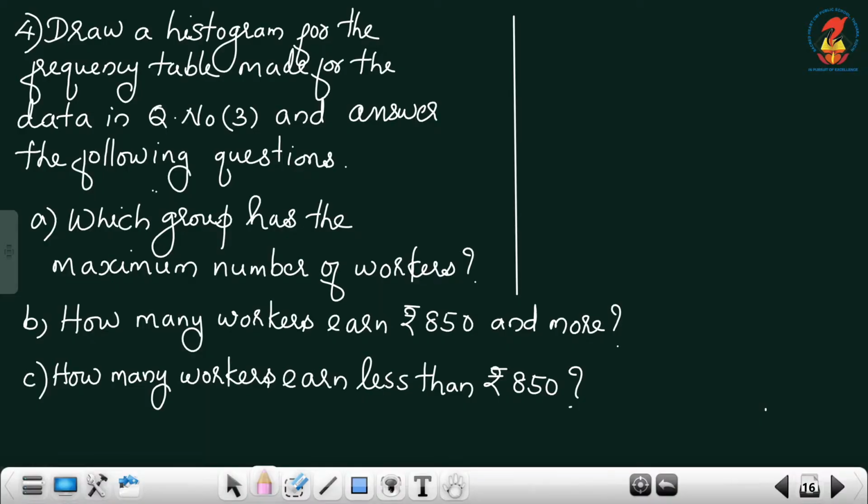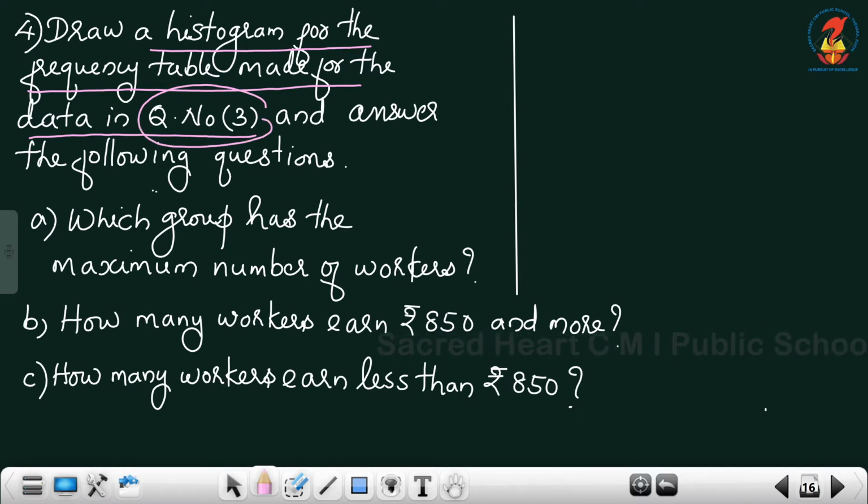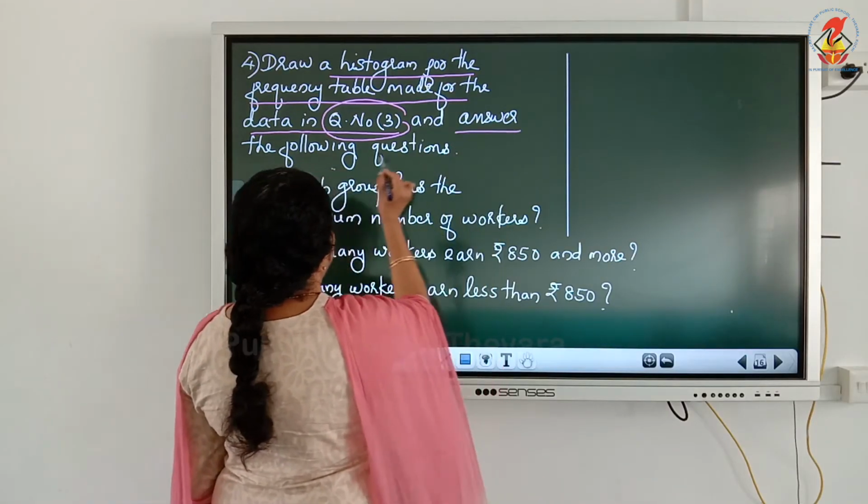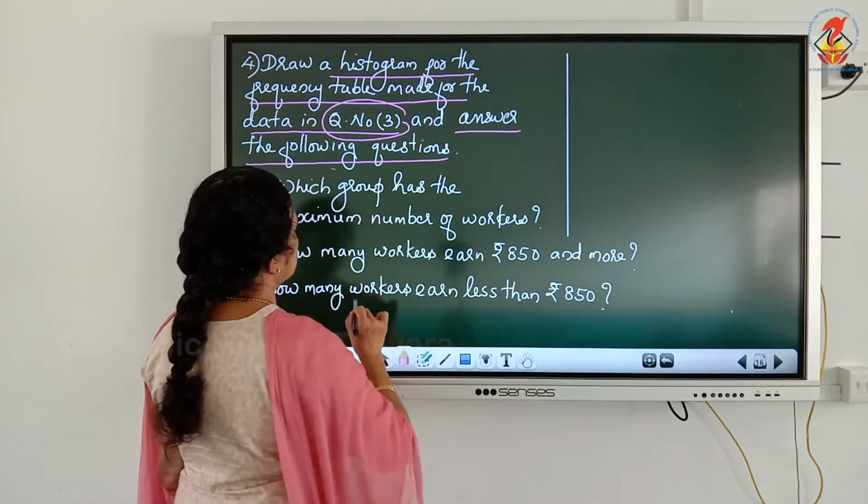Now next question. Draw a histogram for the frequency table made for the data in question number 3. So you have to draw a histogram. That means you have to represent the data graphically using the histogram, and after that you have to answer the following questions.